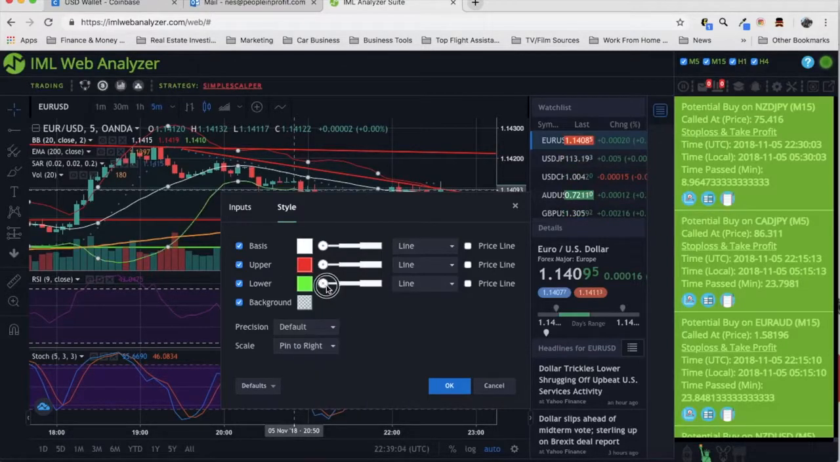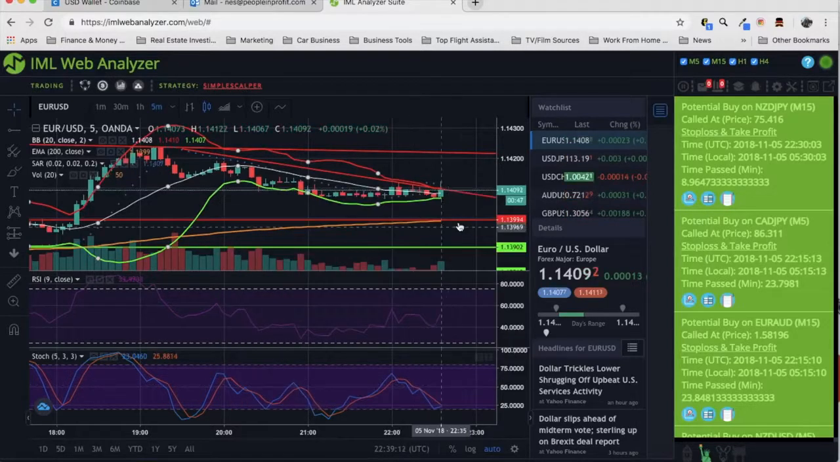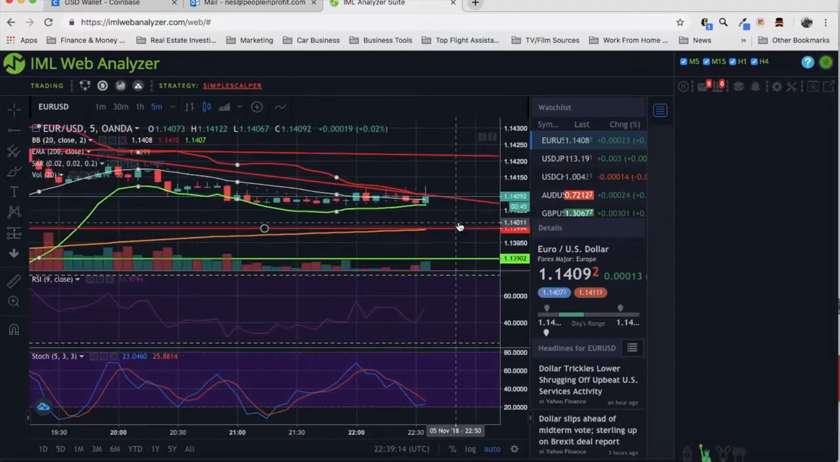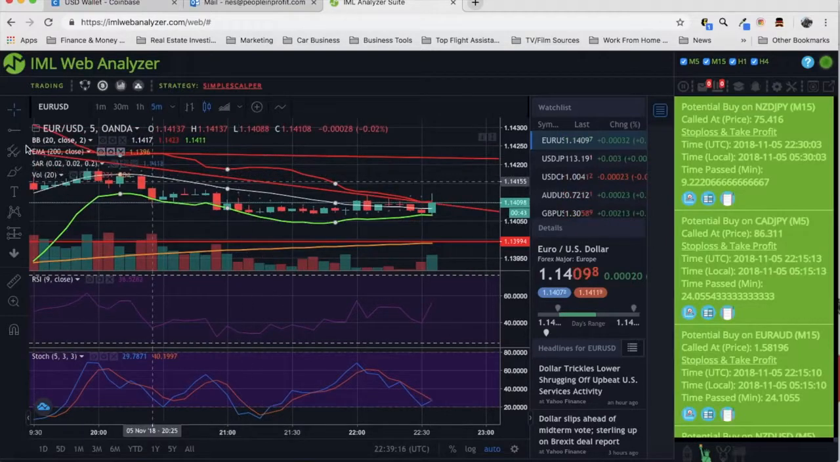Okay, I'm going to make it a little thicker. And I'm going to eliminate the background here. All right, and there we go. So I don't have to change the inputs here. I just switch around the colors.